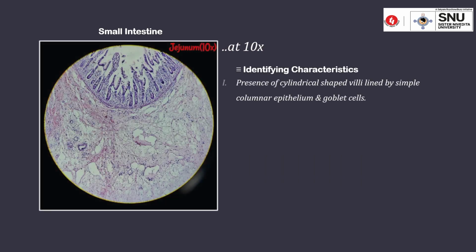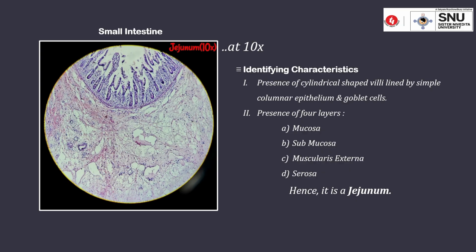Next, we move on to the jejunum. We can observe the presence of cylindrical shaped villi lined by simple columnar epithelium along with goblet cells. The tissue also shows 4 distinct layers: mucosa, submucosa, muscularis externa, and serosa.